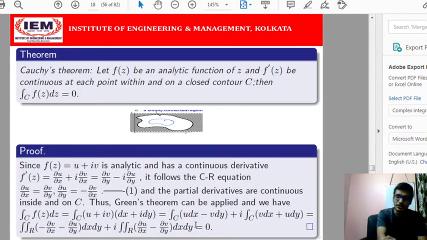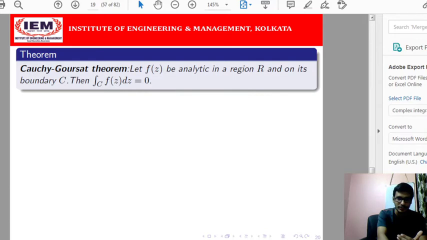So this value will be 0. That's why, if the function is analytic, the value of the line integration with respect to the curve C will be 0. That is the Cauchy integral theorem. The modified version of Cauchy theorem is the Cauchy-Goursat theorem.